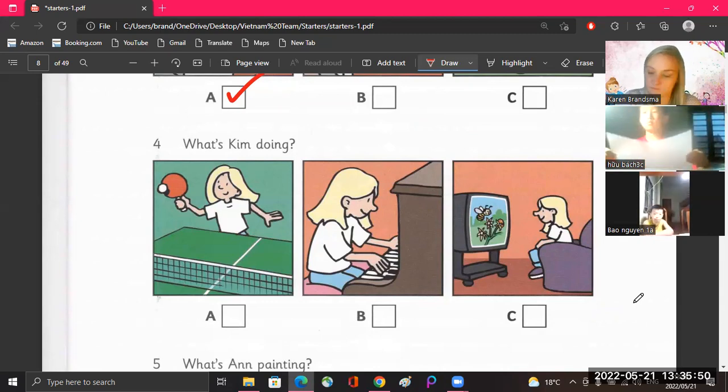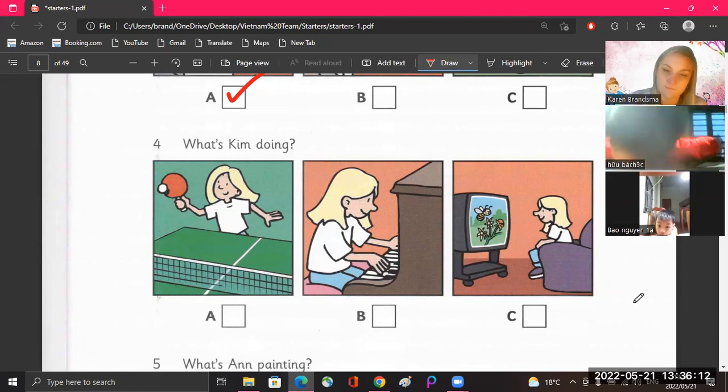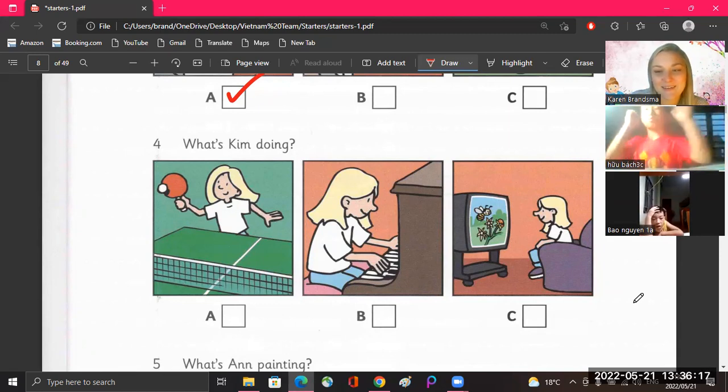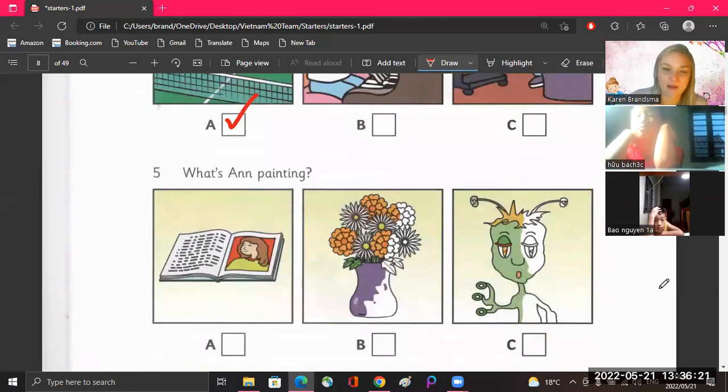Four. What's Kim doing? Is Kim playing the piano? No, she isn't. She's playing table tennis. Is she playing with her brother? No, her brother's watching television. Kim's playing table tennis with a friend. Okay, number five, Bach.